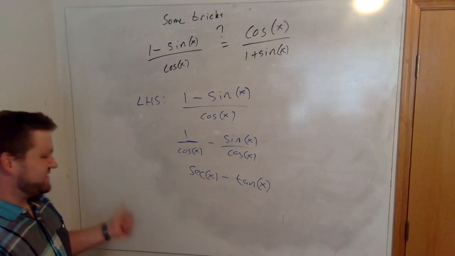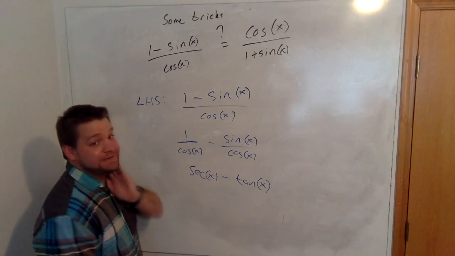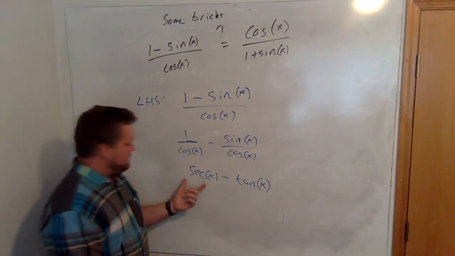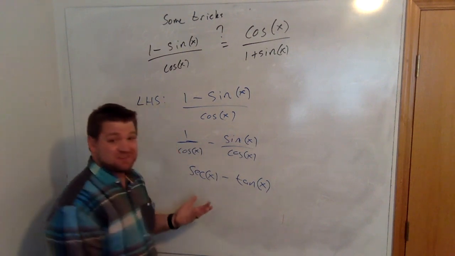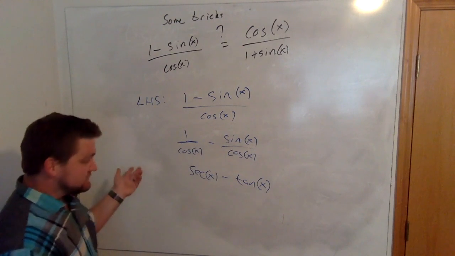But now we're kind of stuck. What to do from here? I don't really know what to do. I mean, if any of these pieces were squared, that might be something to try. We could use a Pythagorean identity. Unfortunately, they're not being squared.